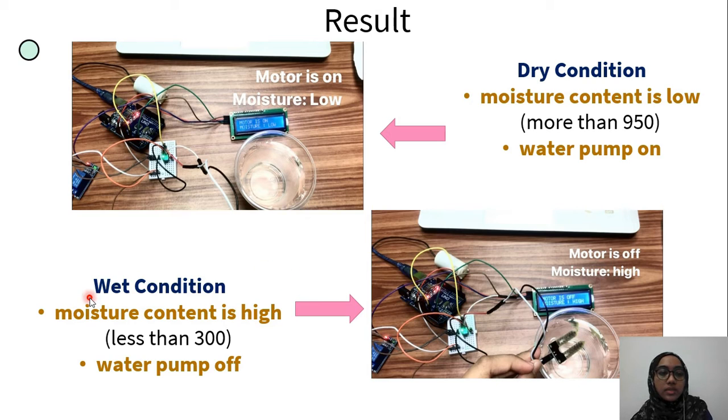And the second condition is the wet condition. Moisture content is high, which is when the value is less than 300. The water pump is off. Water is off and moisture high. It is shown on the LCD display.